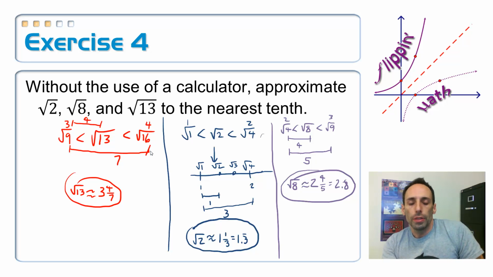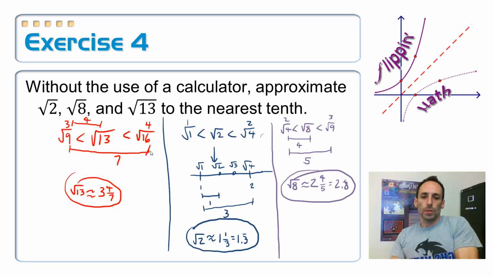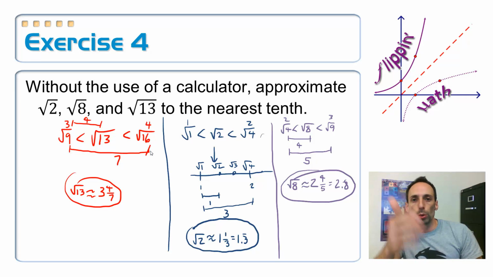Okay. And then finally, the square root of 8. The square root of 8 is between the square root of 4 and the square root of 9. So we got 2 and 3. And then again, just break it up. Maybe you don't need a full diagram of the whole entire number line. Why don't you just go, oh, from 4 to 8, that's 4 of them. And from 4 to 9, that's 5. So 4/5, double it, so it's 0.8, 2.8-ish.